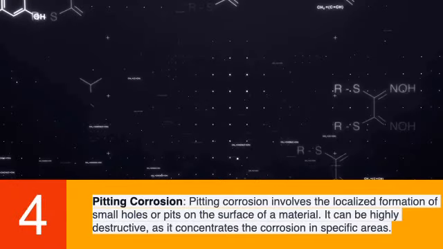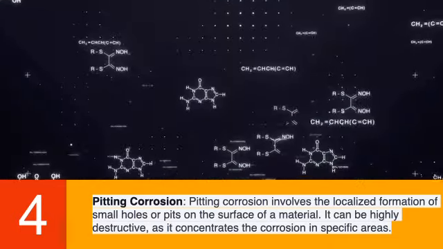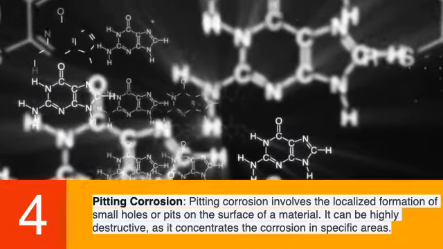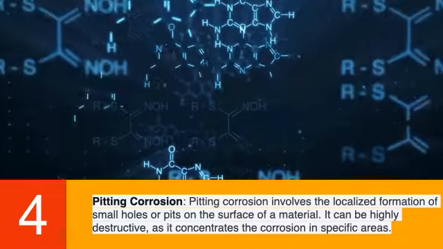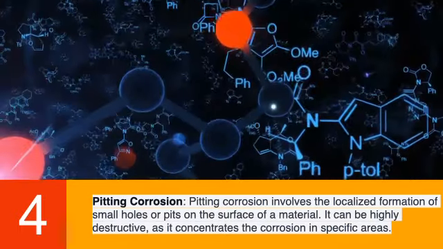Number 4. Pitting corrosion. Pitting corrosion involves the localized formation of small holes or pits on the surface of a material. It can be highly destructive, as it concentrates the corrosion in specific areas.